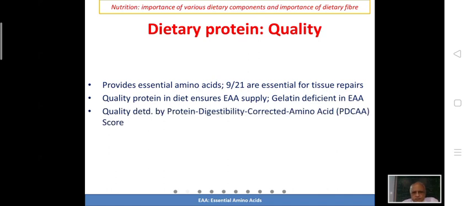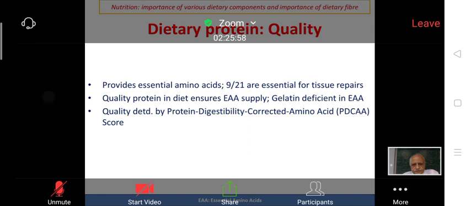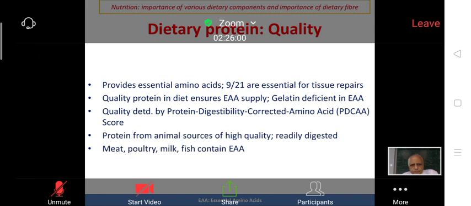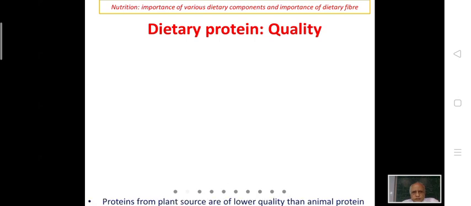And the quality of the protein is determined by this method: protein digestibility corrected amino acid score. So this is something technical and does not need to be described or written in a question asked in the exam. Protein from animal sources is of high quality and readily digested, and this is meat, poultry, milk, and fish. They all contain essential amino acids.